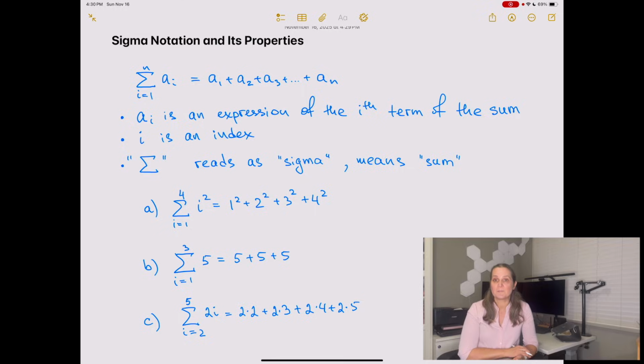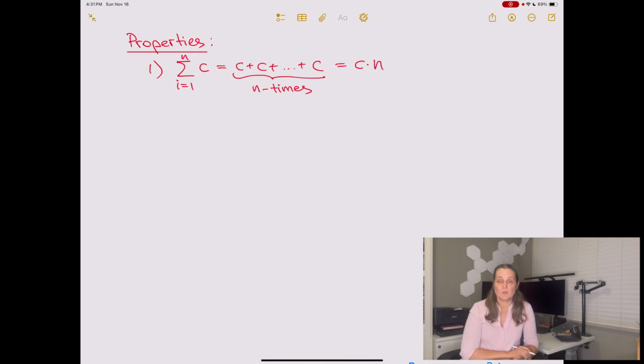is the final term in the sum. There are 4 very useful properties of the summation. Let's review them. Let's say we have a sum as the index changes from 1 to n of a constant c. It means that the constant is added to itself n times. So not surprisingly, the sum is equal to c times n.